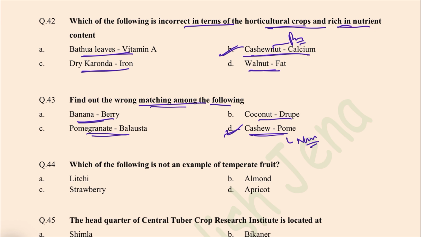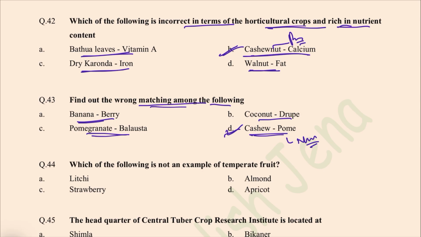Whereas cashew has a nut or achene as the true fruit attached to a swollen pedicel called cashew apple, an accessory fruit. Pome we can find in apple, and it is an accessory fruit where the flesh comes from the receptacle. Therefore, cashew is not a pome.